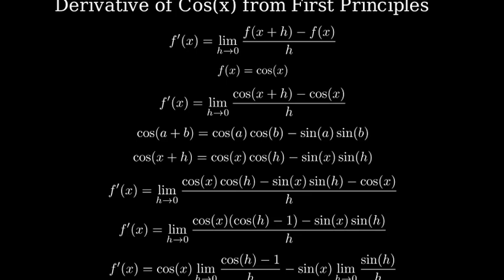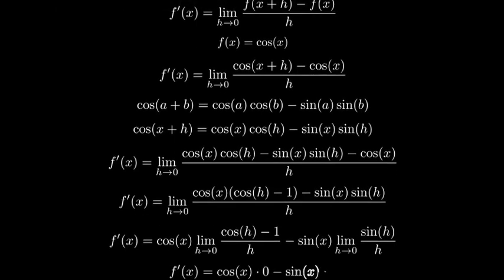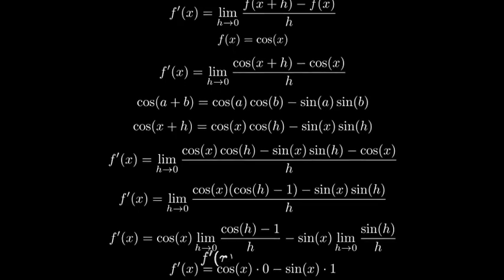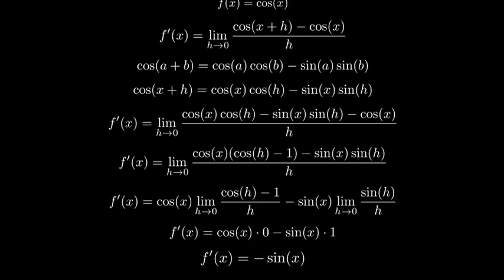We know that the limit as h approaches 0 of cosine h minus 1 all over h is 0, and the limit as h approaches 0 of sine h over h equals 1. Substituting these values, we have cosine x times 0 minus sine x times 1. This simplifies to negative sine of x. Therefore, we have proven that the derivative of cosine x is negative sine x.